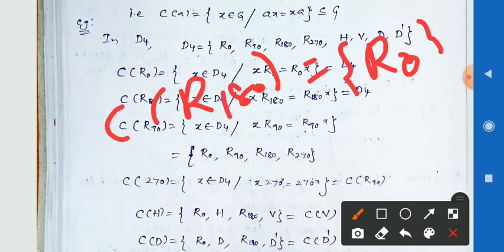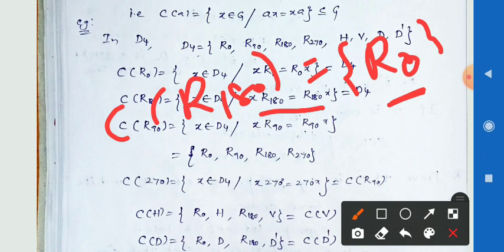Why? Because R0 into R180 and R180 into R0 are equal, meaning the commutative property is satisfied. Therefore for x taken as R0, the products R0 into R180 and R180 into R0 must be equal. Therefore the R0 value exists in C of R180.